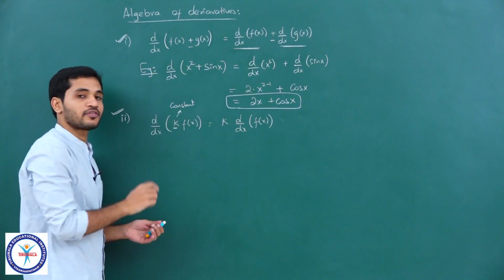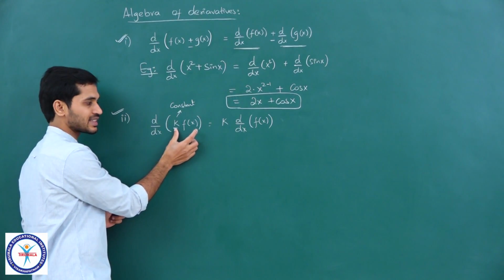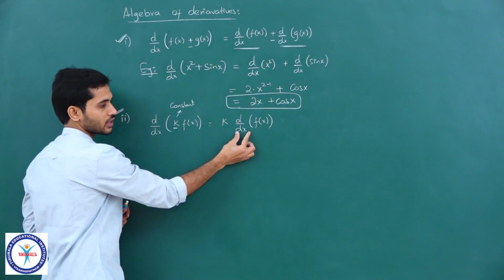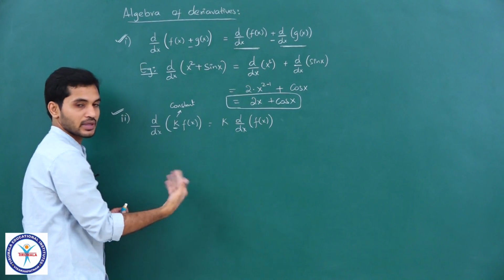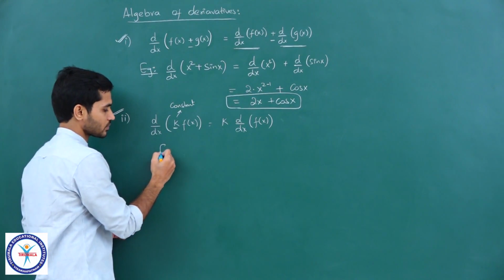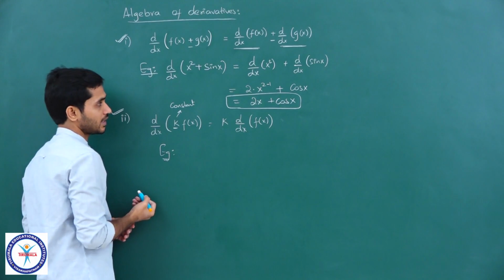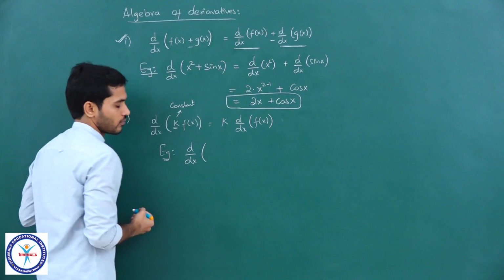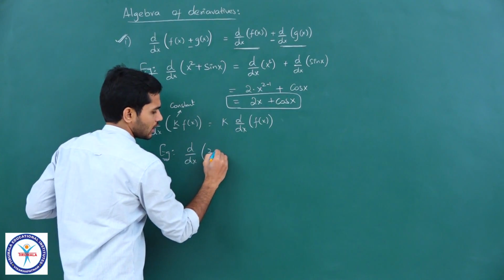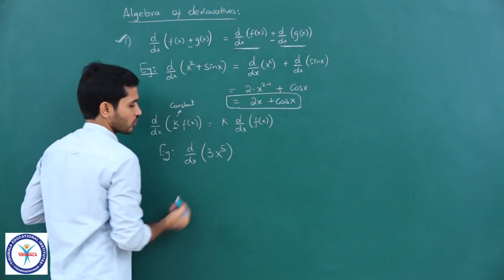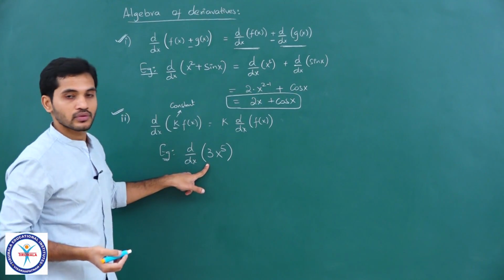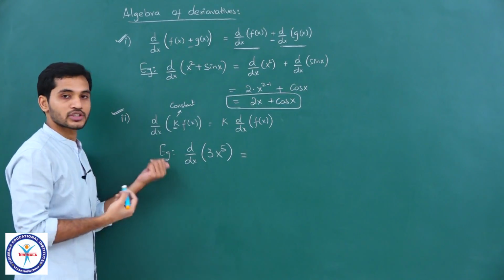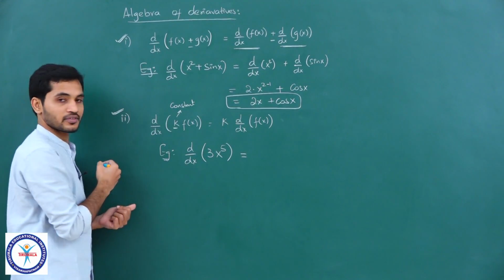and when you are differentiating an expression which is a constant into a function, what you can do is bring the constant out and then differentiate just the function and then multiply each other. Once again, an example for this, let us consider d by dx of 3x power 5, right. So, what should I do? If I apply this rule, we can call this the constant rule of differentiation.